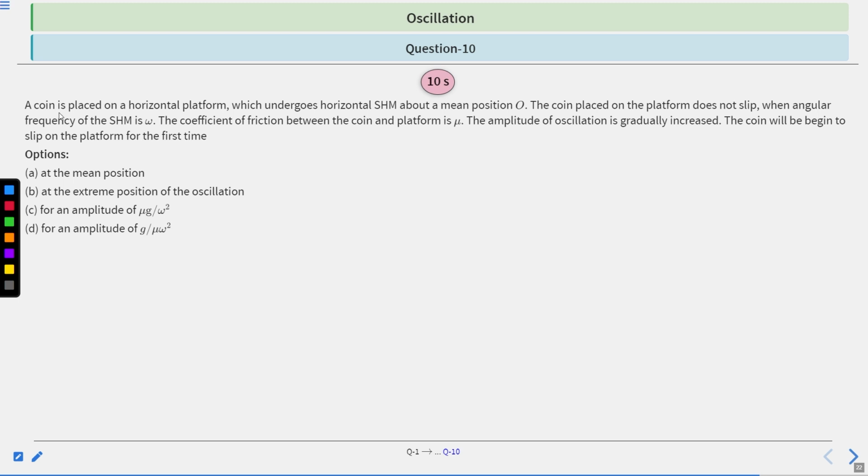The question is, a coin is placed on a horizontal platform which undergoes horizontal SHM about a mean position O. The coin placed on the platform does not slip when the angular frequency of SHM is omega. The coefficient of friction between the coin and platform is mu. The amplitude of oscillation is gradually increased. The coin will begin to slip on the platform for the first time. So which option is correct?